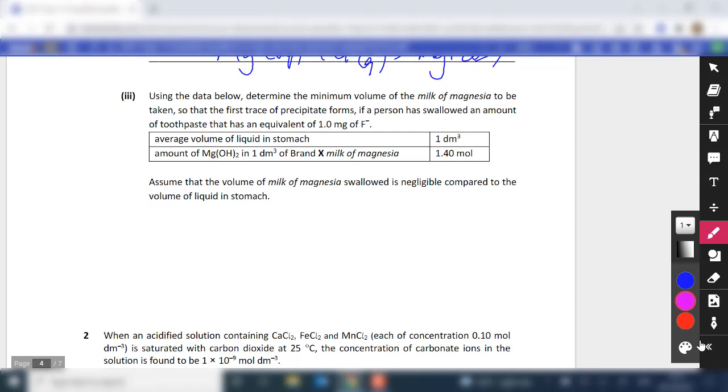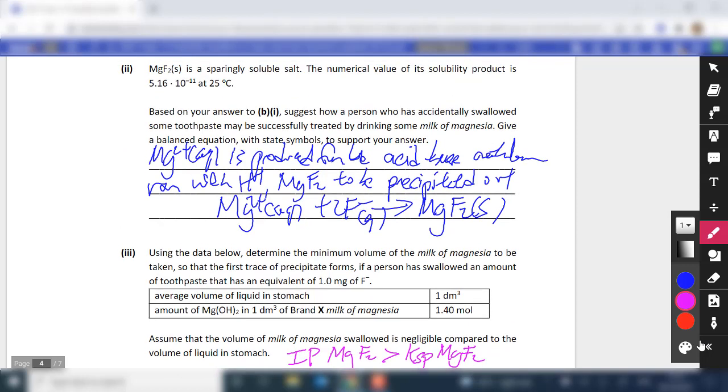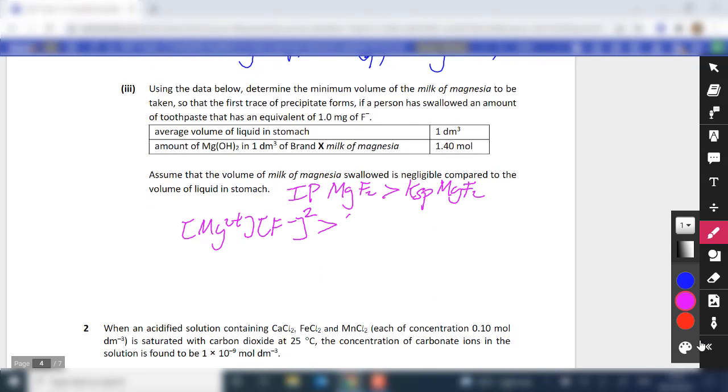Okay, so the thought process we are looking at is essentially the ionic product of magnesium fluoride exceeding the KSP of magnesium fluoride. So in this case we are looking at Mg2+ times F- squared exceeding the KSP. So this will be greater than, I think the value over here is 5.16 times 10 to the power minus 11. 5.16 times 10 to the power minus 11.